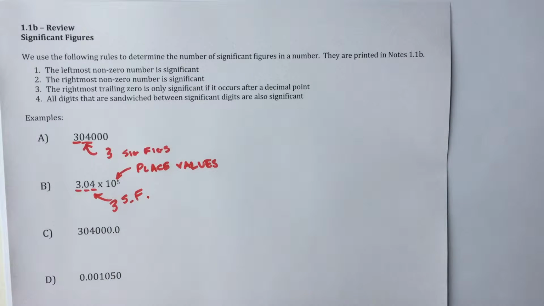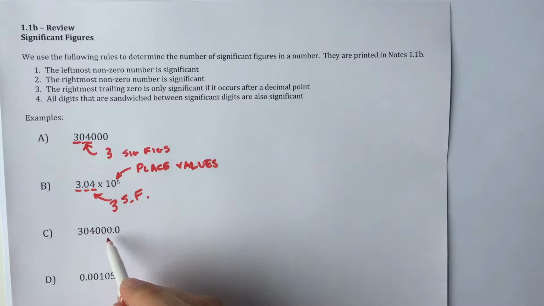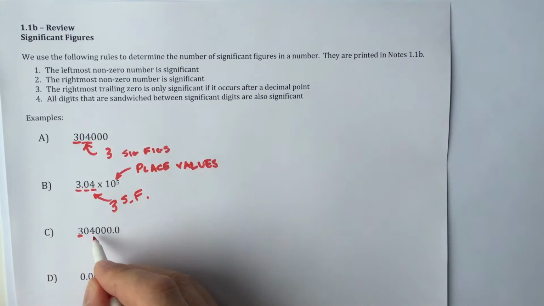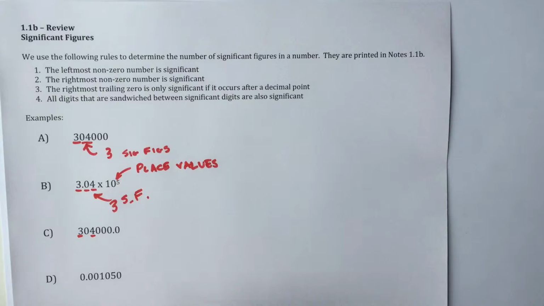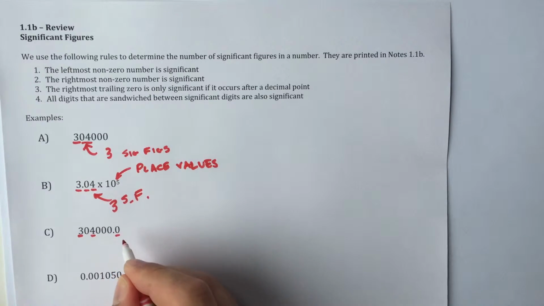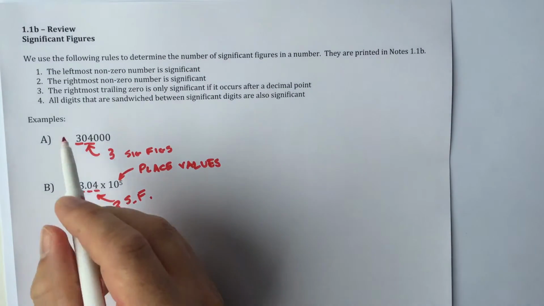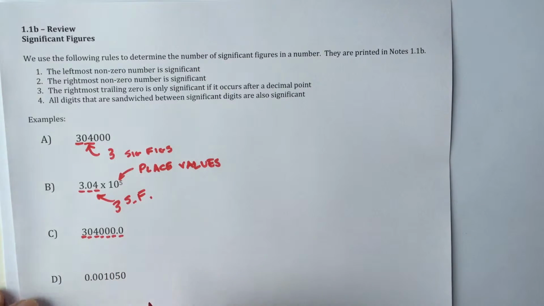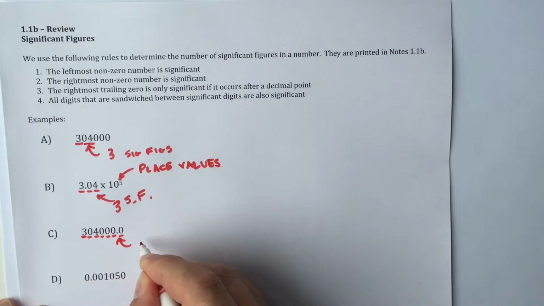Next, we have the number 304,000.0. First, the leftmost non-zero number is significant. The rightmost non-zero number is significant. The rightmost trailing zero is significant if it occurs after a decimal point, which in this case it does. And finally, all digits sandwiched between are significant. So in this case, we have 7 sig figs.